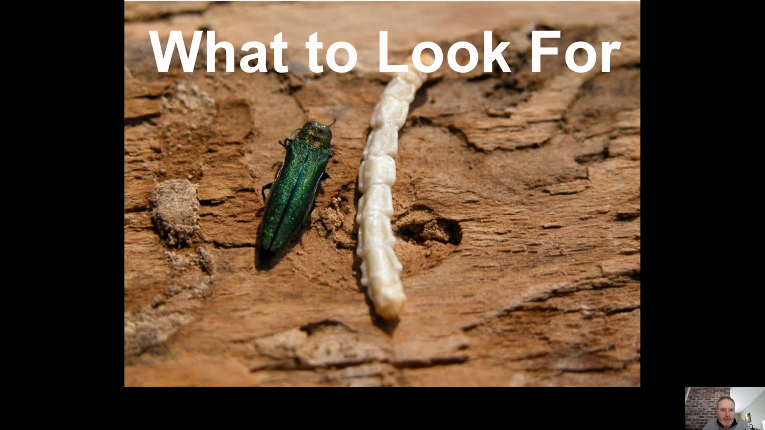So what do you look for when you're looking for signs and symptoms of EAB? EAB is an invasive beetle, belongs to a group called the metallic wood borers, and has a metallic green or coppery color on its wing covers, and then on the underside it's a bright emeraldine green color. The larva is a segmented larva that is quite flat and has its segments kind of look like little bells, the shapes of bells.